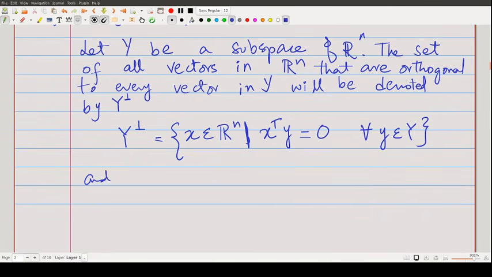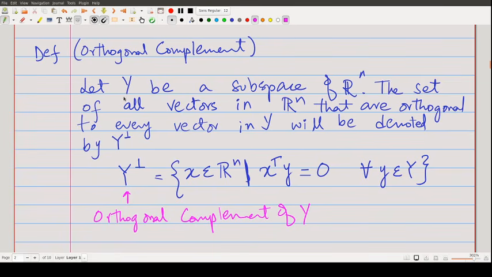And this Y complement is called the orthogonal complement of Y. So what do you do? You take this vector space and you take every possible vector, you collect all those vectors whose dot product with vectors in this space is equal to 0, and you make a collection out of those vectors and you call that the orthogonal complement of Y.